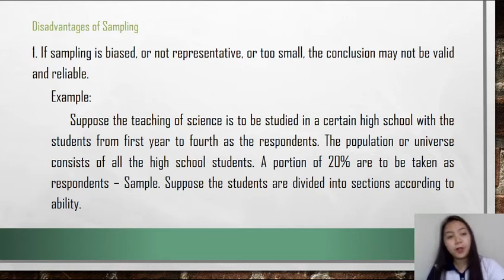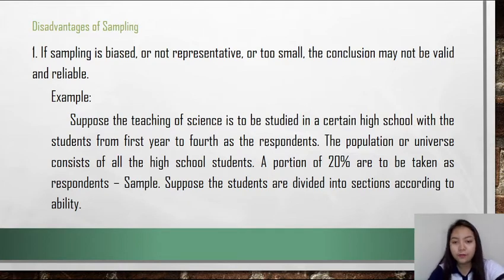For example, suppose the teaching of science is to be studied in a certain high school, with the students from first to fourth year as the respondents. The population or universe consists of all the high school students. A portion of 20% is to be taken as the respondents. That portion, the 20% that will be taken, is our sample.